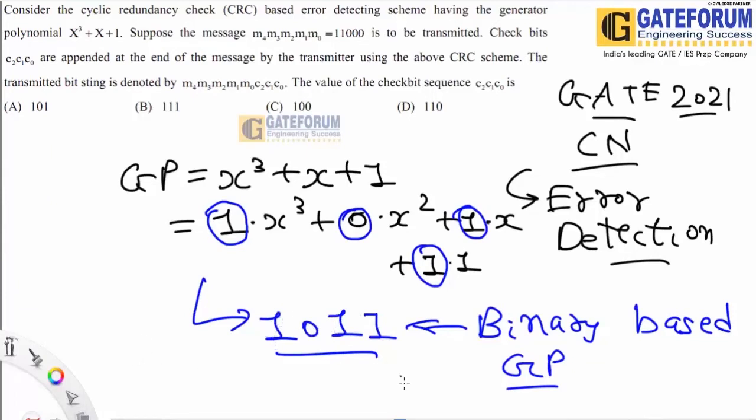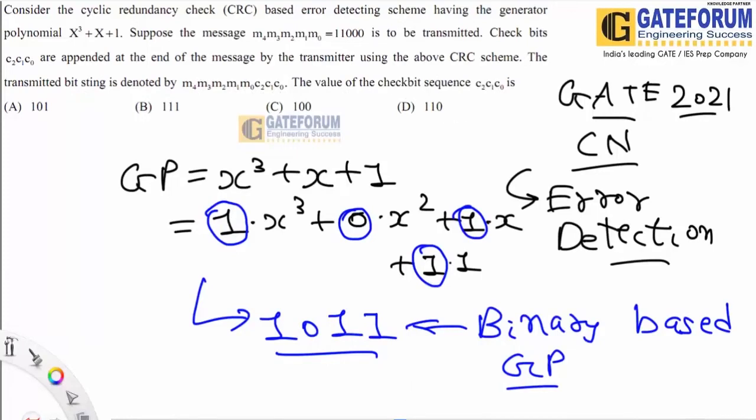Secondly, they have given us a message M4, M3, M2, M1, M0, which is 11000, to be transmitted. Suppose the message 11000 is to be transmitted. Check bits C2, C1, C0 are appended at the end of the message by the transmitter using the above CRC scheme. The transmitted bit string is denoted by M4, M3, M2, M1, M0, C2, C1, C0. The value of the check bit sequence C2, C1, C0 is what we need to find.